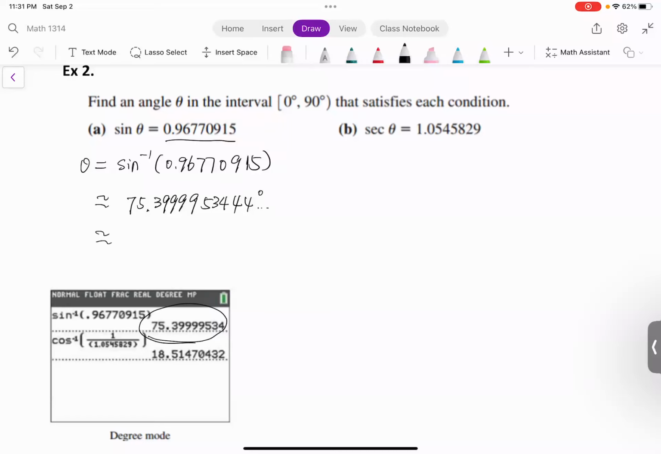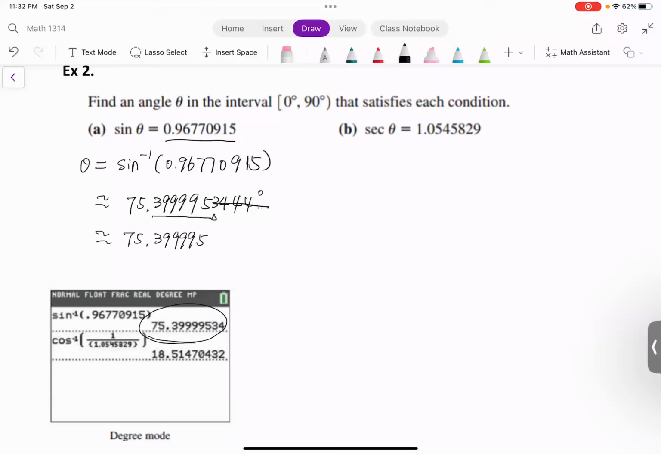If I keep 6 decimal places, I'm having these, and then stop here. The digit after is too small. It's less than 5, so ignore them. I'm having 75.399999.